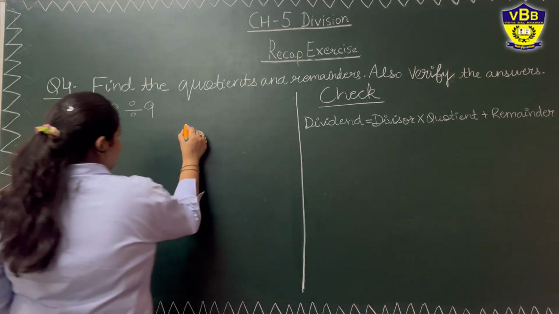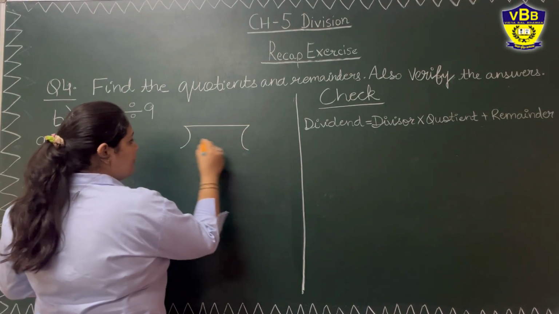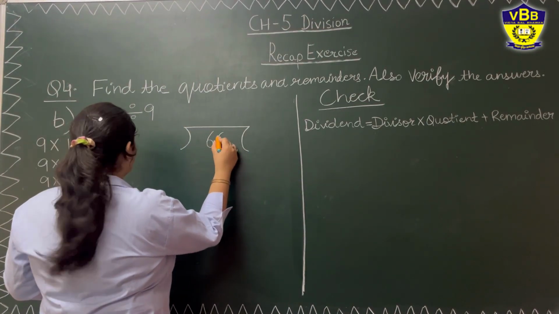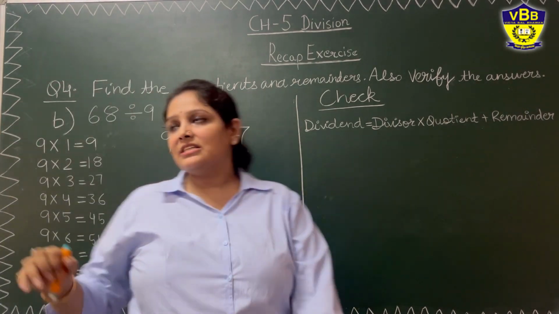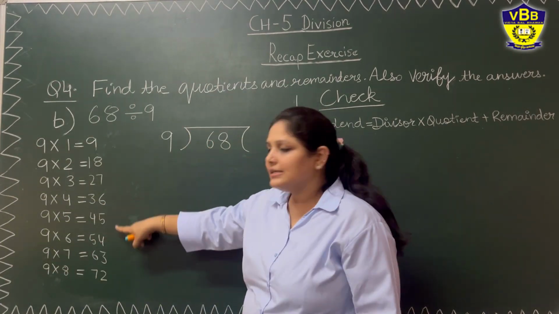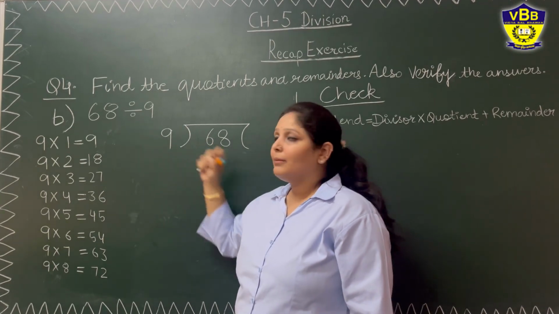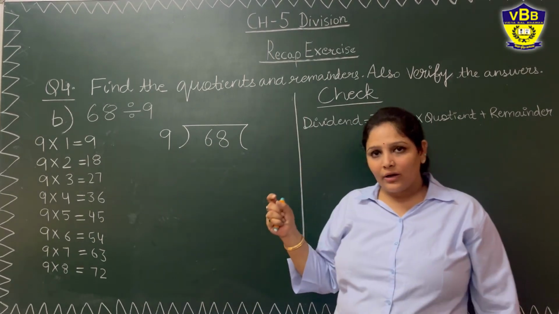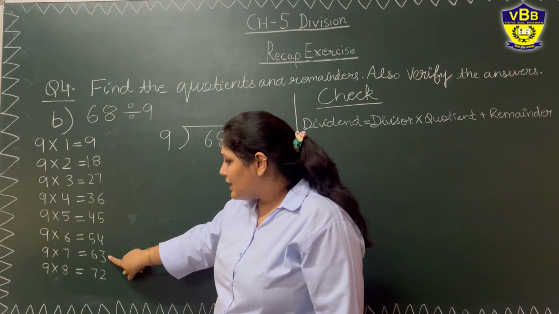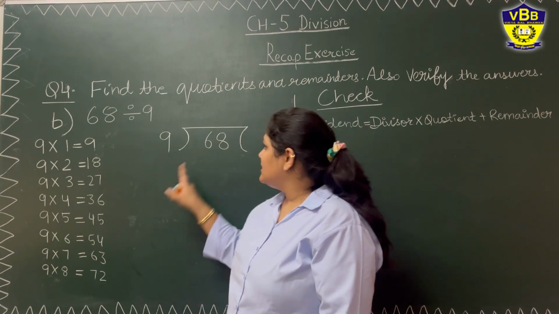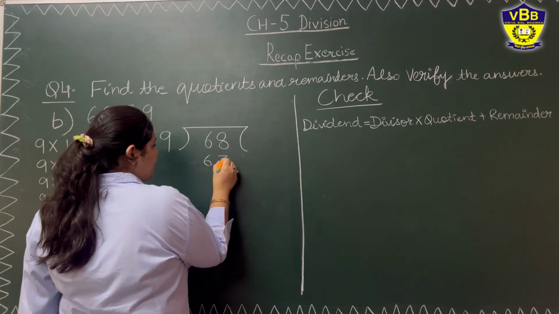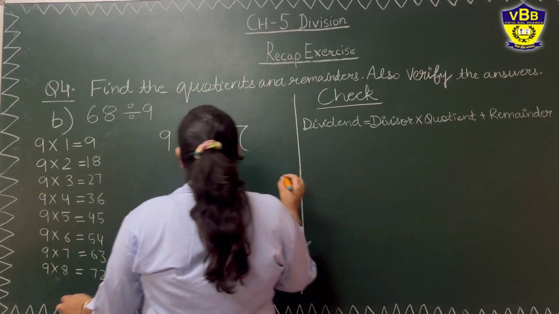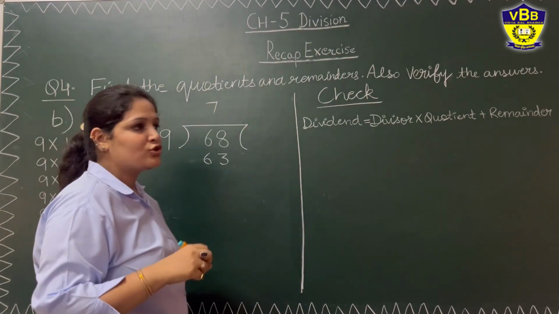Now let us write. We will write here the dividend, and here we will write the divisor. Now we need to check whether 68 comes in the table of 9. So we can see 68 doesn't come in the table of 9, so we need to check for the smaller number. The smaller number is 63. 63 is smaller than 68. So we will write 63 here, and it is 9 multiplied by 7. So we will write 7 in the quotient.